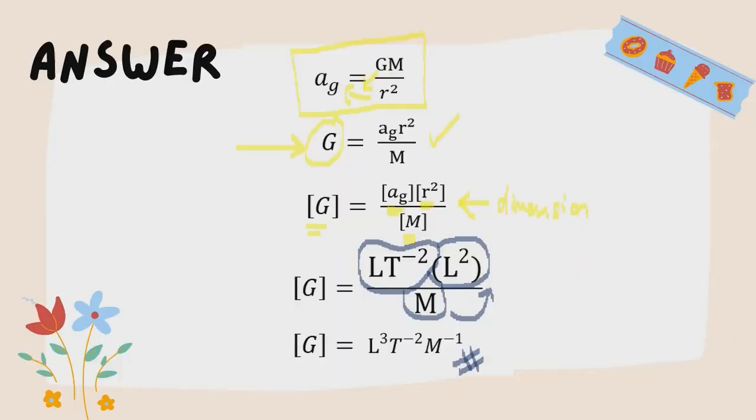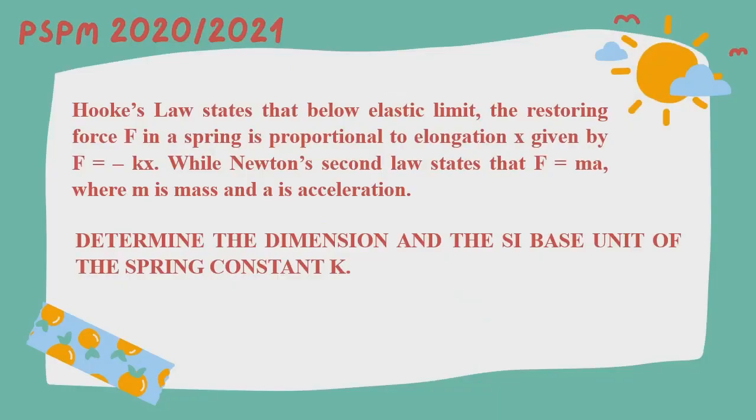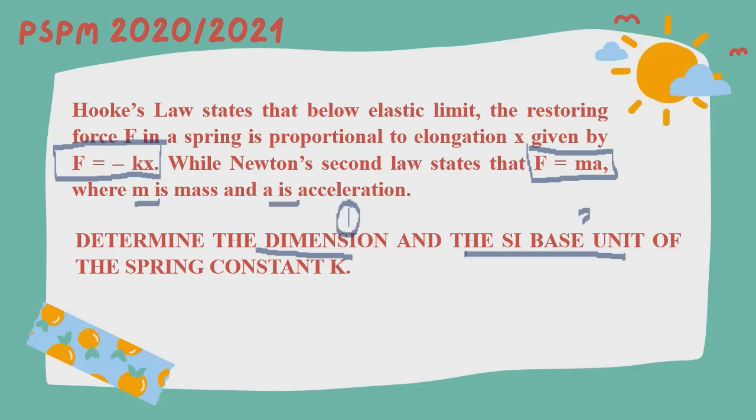Okay. So next, PSPM 2020-2021, which is last year. You have Hooke's law, which states that the restoring force is proportional to elongation. So you have the Hooke's law equation like so. And then you have Newton's second law, which states that F equals ma, where m is mass, a is acceleration. And then it asks you to determine the dimension. So this is the first question, and the second one is the SI base unit, for constant K.